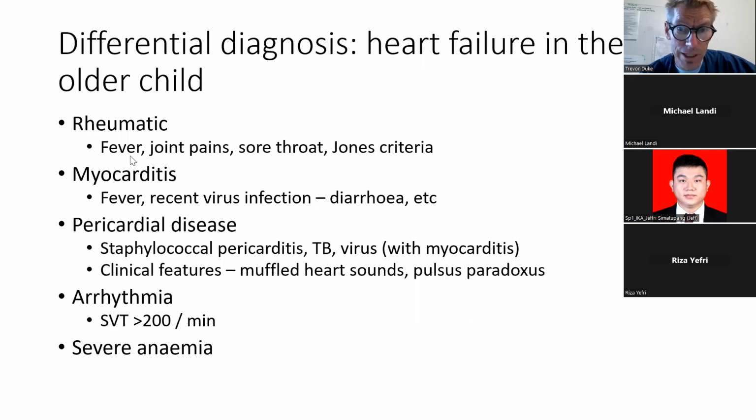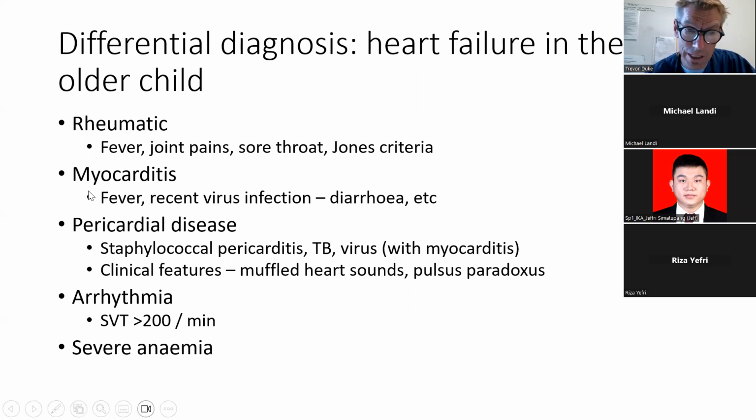So when we think about heart failure in the older child, again, rheumatic heart disease is the most important and the most common. And those children, of course, have the other features of rheumatic heart disease. Not always, but you need to go through the Jones criteria and see if they've got joint pains or sore throat or ECG changes, etc.